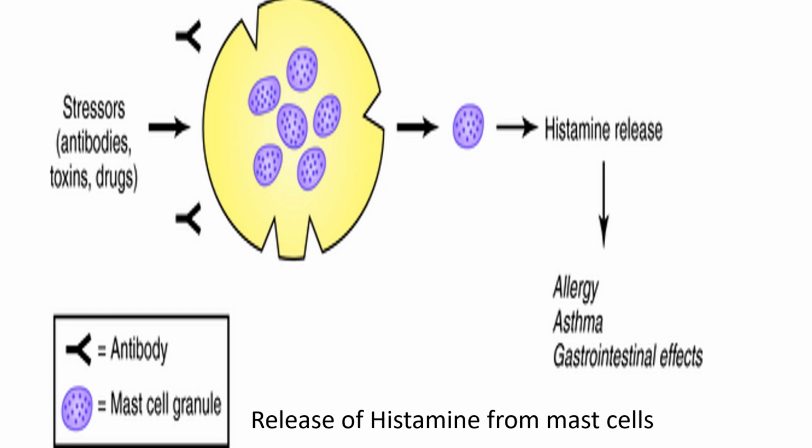Now this picture is showing you how histamine is released from the mast cells. What happens is that antibodies like IgE, toxins and drugs bind to the receptor on the mast cells, and from there they trigger the release of histamine. Histamine is a mediator of allergy, and when histamine is released into the circulation, it is responsible for the signs and symptoms which are observed in asthma or affecting the GIT, and may be responsible for diarrhea and other symptoms.